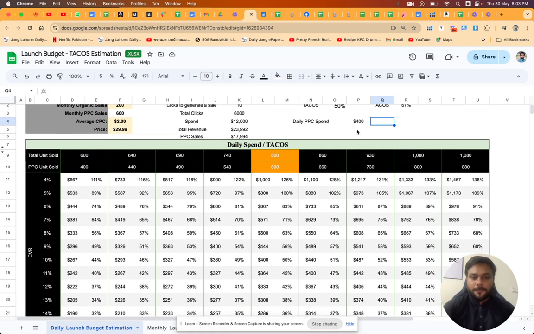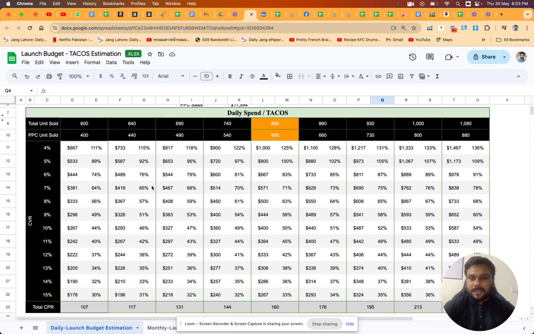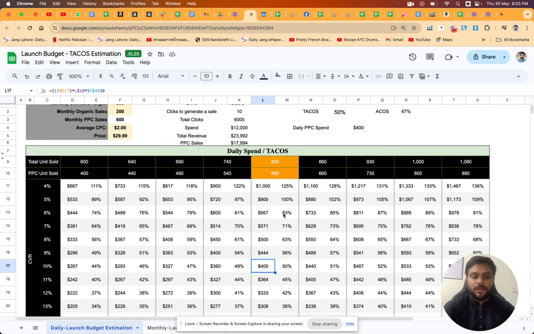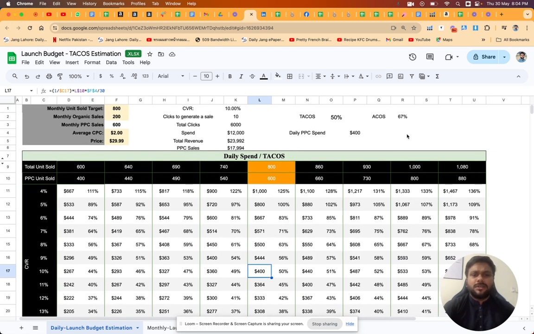Okay, so if we see the table, here we can see that this is a 10% conversion rate, and this is our $400 daily spend, which we need to spend to get 800 units in a month. And what would be our TACOS? Our TACOS would be 50%. So this is the whole analysis.